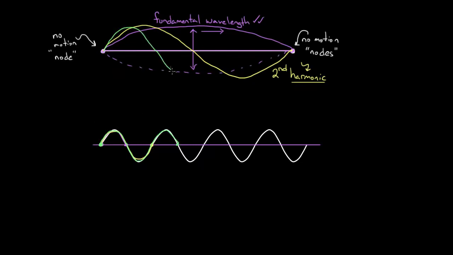It's going to go down, it's going to go back up, and then it's going to come back down, and that would be the third harmonic. And you can see you could keep going here. You can create infinitely many of these. But let's analyze what's going on up here. What's actually happening in these standing waves?